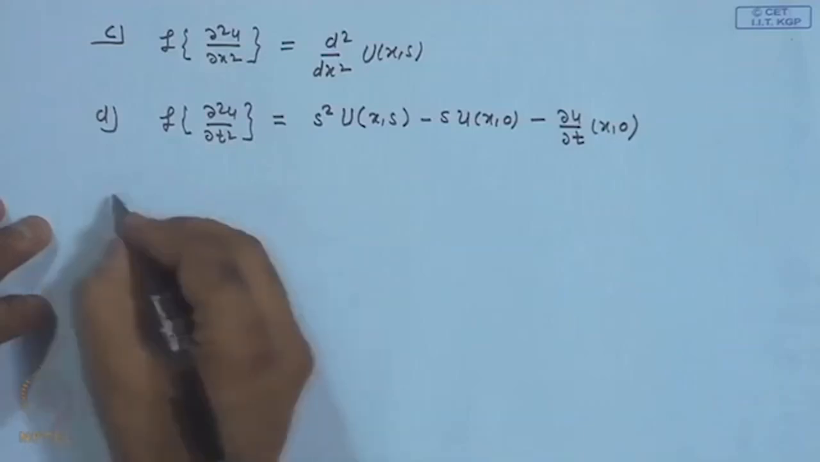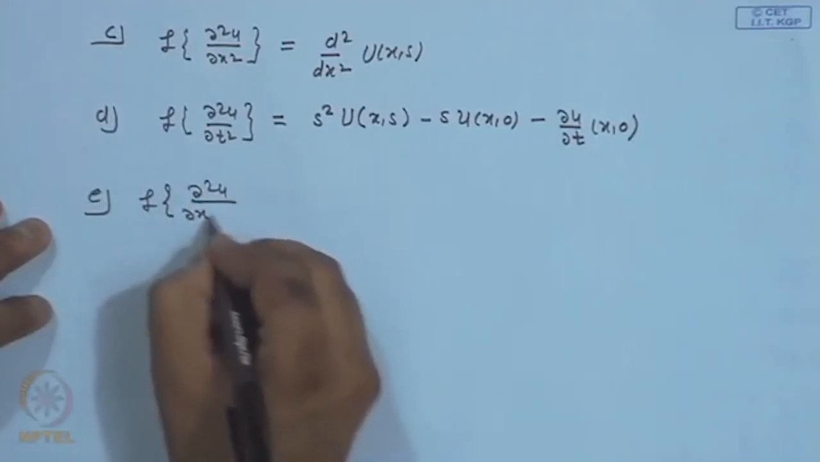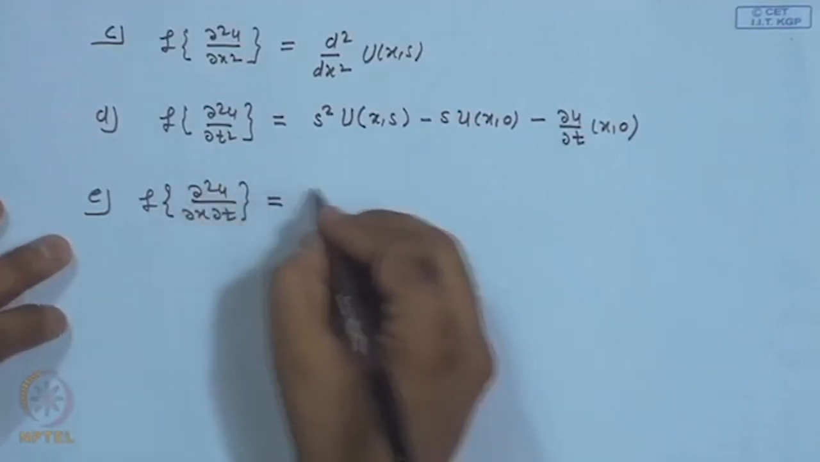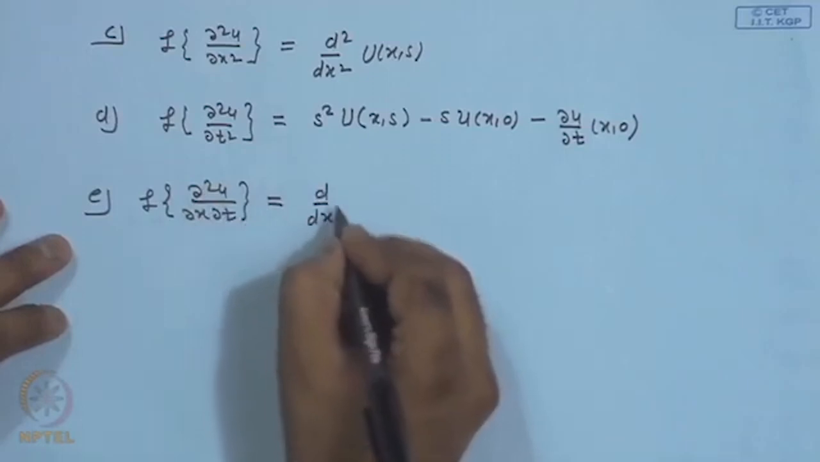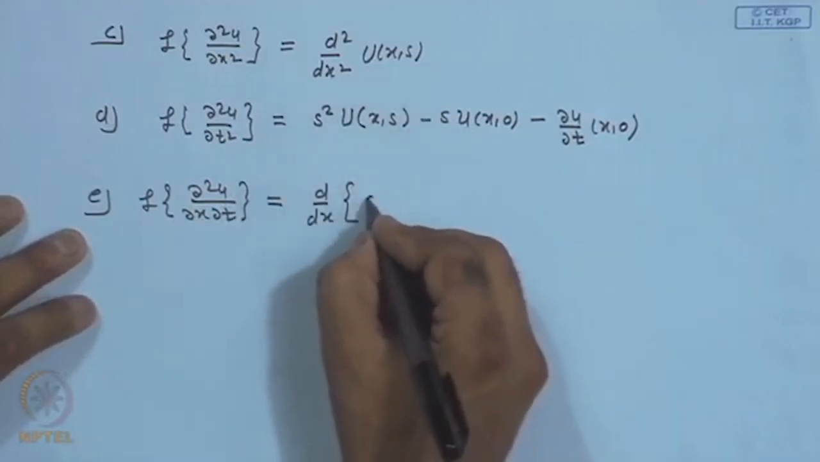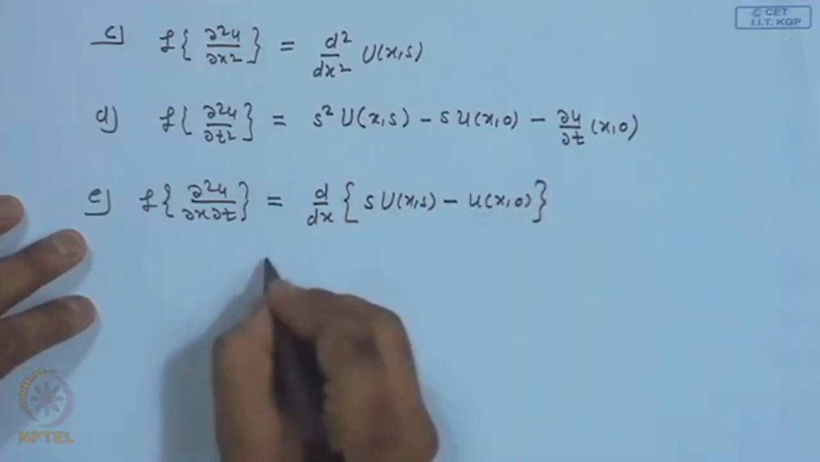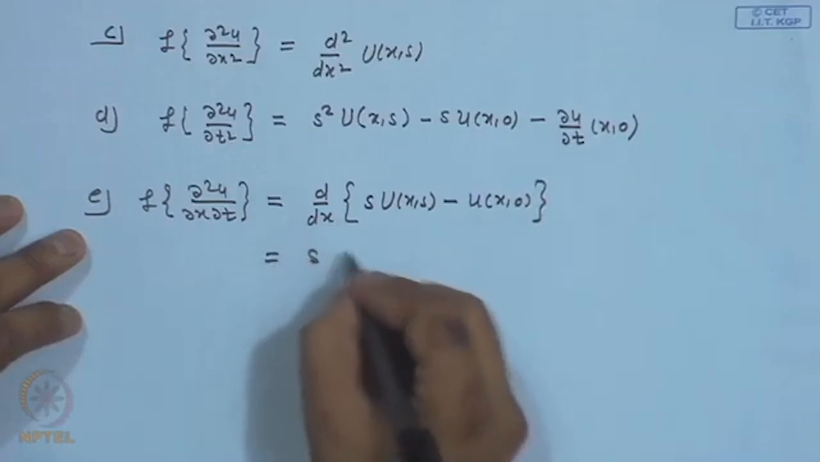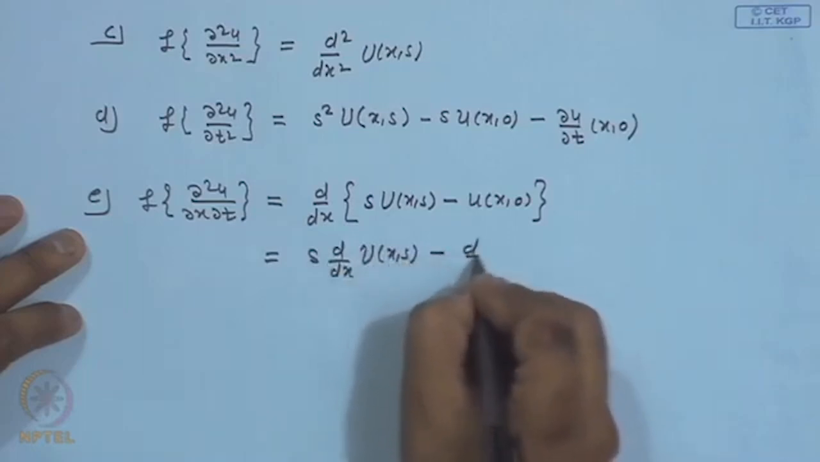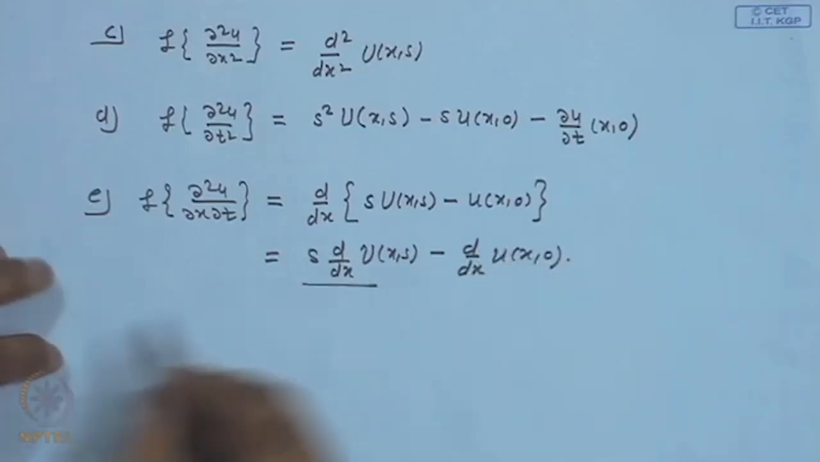So, this is for the second derivative. And for the Laplace transform of del 2 u over del x del t, the mixed derivative, for the x we will not touch it. We will keep this as it is, d over dx, and then the Laplace transform of del u over del t, which as per the definition is u(x,s) minus u(x,0). Here s is constant with respect to x. So, d over dx of u(x,s) minus d over dx of u(x,0). So, this is for the mixed derivative.